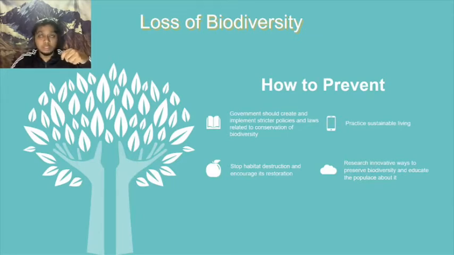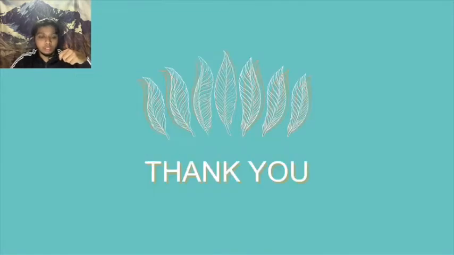The first one is government should create and implement stricter policies and laws related to conservation of biodiversity. The second one is practice sustainable living. The third one is stop habitat destruction and encourage its restoration. The last one is research innovative ways to preserve biodiversity and educate the populace about it.